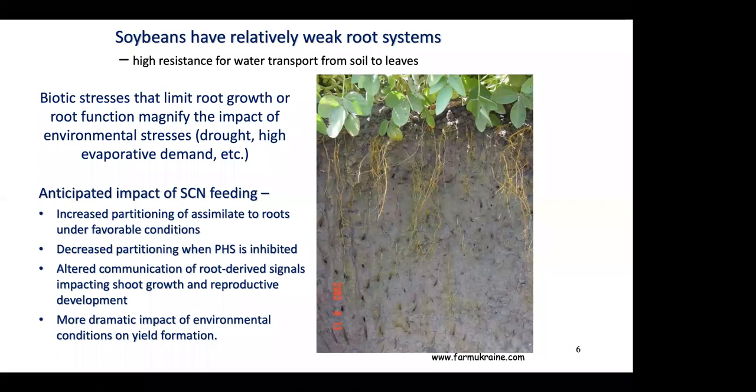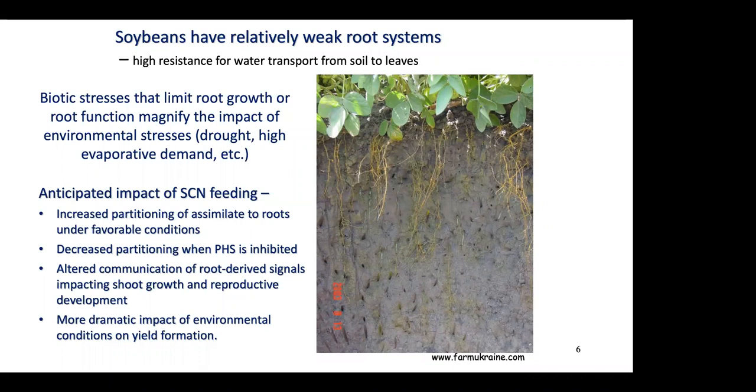But one of the things that the cyst does, it increases partitioning of assimilates to the roots under good conditions. In other words, if there's plenty of water, plenty of nutrients around, the plant will allocate more resources to the roots. Why? Because there's another sink down there that is drawing assimilate out of the phloem that isn't getting to the roots. It's being bypassed. So the plant will respond by sending more down there. It's amazing. It's not like the plant says, I can distinguish between the roots and the syncytia. It can't.